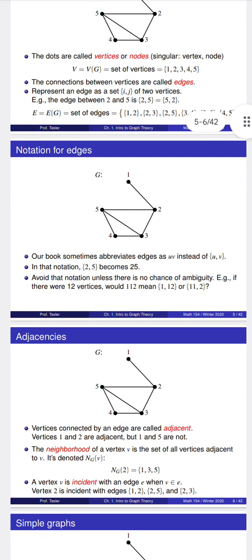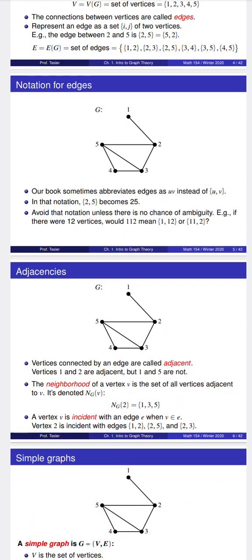Notation of edges. Our book sometimes abbreviates edges as UV instead of (U, V). In that notation, {2, 5} will become 25. Avoid that notation unless there is no chance of ambiguity. Example, if there are 12 vertices, 112 could mean {1, 12} or {11, 2}. It will be very confusing, so we need to avoid this kind of notation.